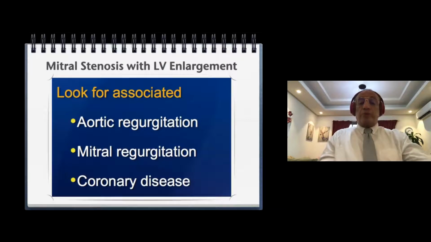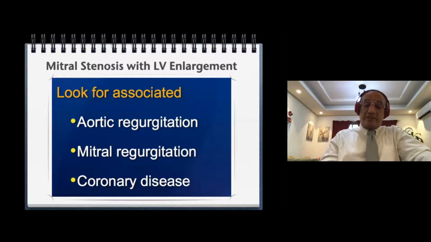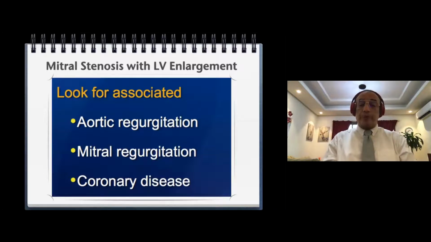One of the most important tips during assessment of mitral stenosis: if you do echocardiography and you find the left ventricle is dilated in dimension and volume, then if the left ventricle is dilated in mitral stenosis, you have to look for another etiology rather than mitral stenosis. You have to look for associated aortic regurg or mitral regurg or coronary artery disease, because normally in mitral stenosis, the left ventricle is small and the left ventricular function will be normal.